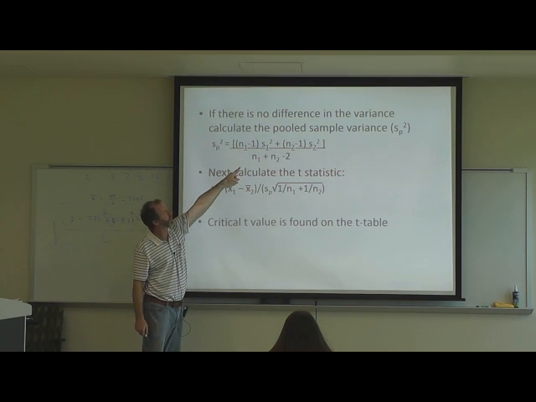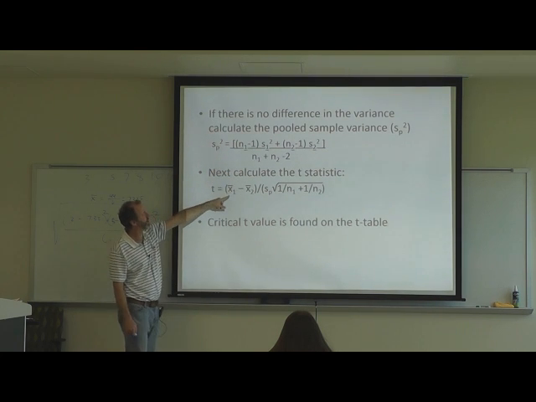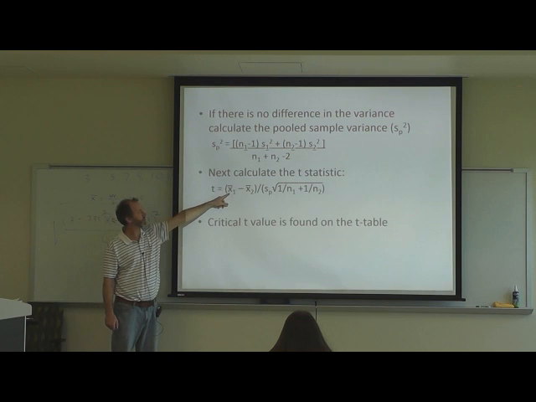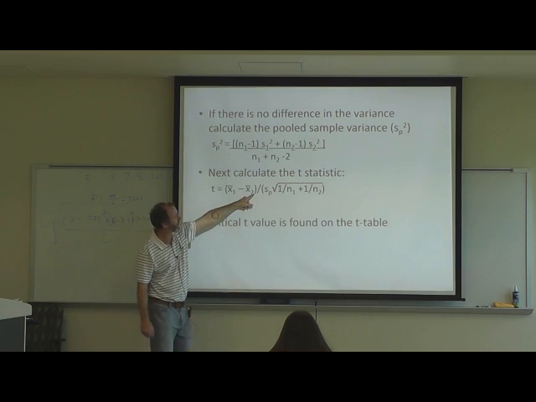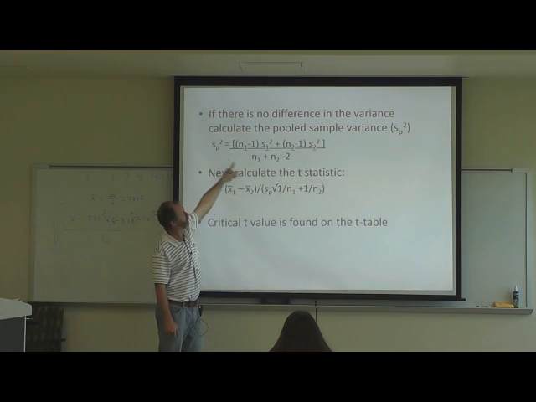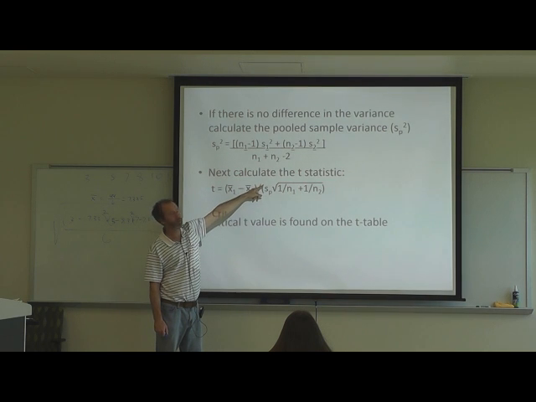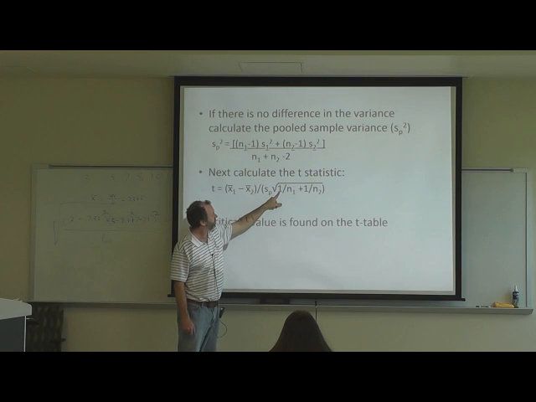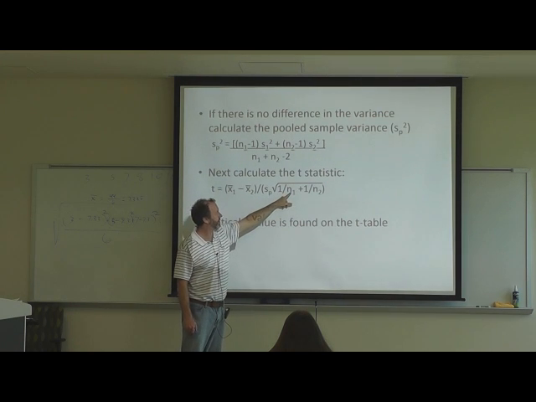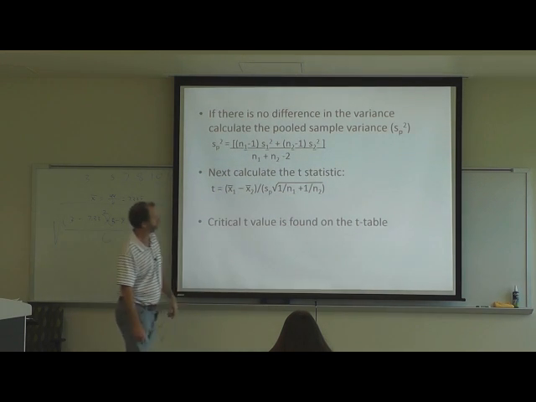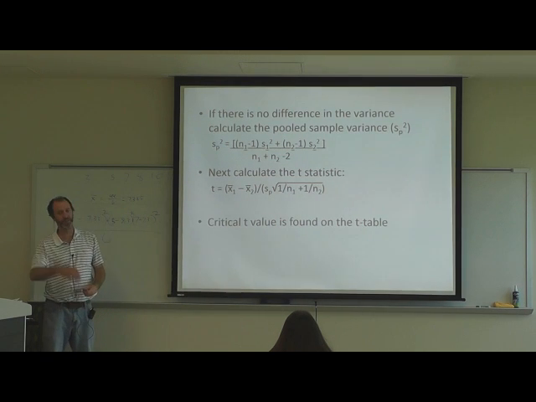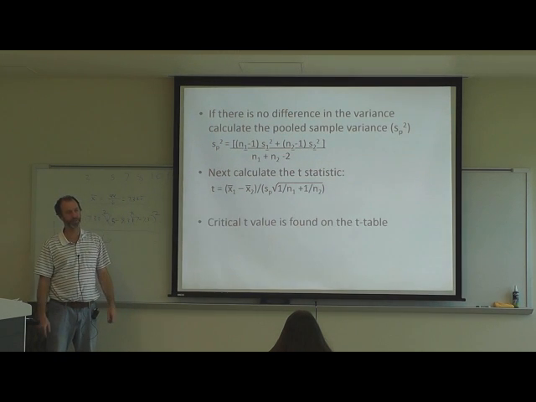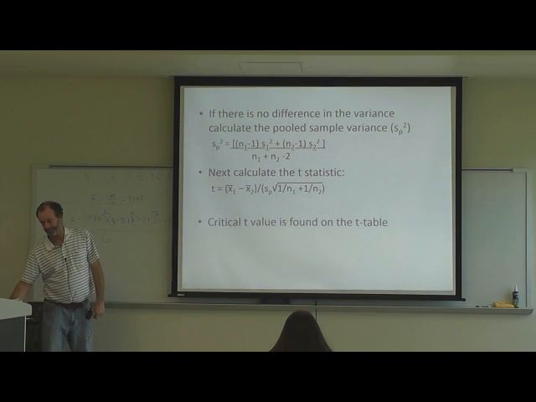So this is the variance of the pooled samples. You've got to calculate the t statistic, which is the difference between the means divided by the pooled standard deviation times the square root of 1 divided by n1 plus 1 divided by n2. And then the critical t-value is found on the t-table based on the p-value selected again, and you can see if the two are different.